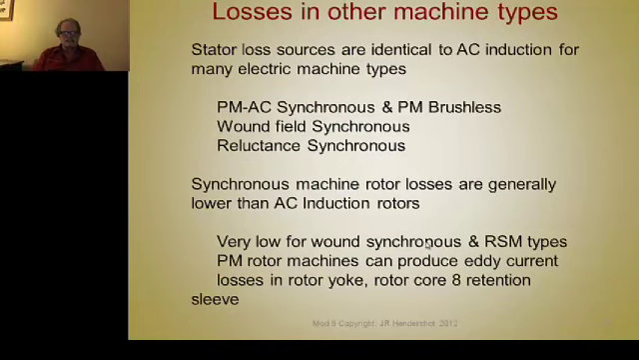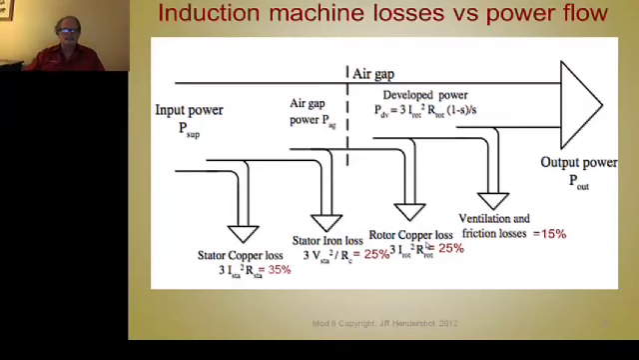The retention sleeves can have quite a bit of losses in them. RSMs can produce eddy current losses in the rotor yoke, but again, as we said, they have no copper losses. Here's a machine losses versus power flow diagram, which helps you to break down the percentage of what these losses can be. This is very generalized: if you have 5% losses or 10% losses in your machine, here's a rough idea of what the stator copper losses can be, the stator iron losses, or rotor.